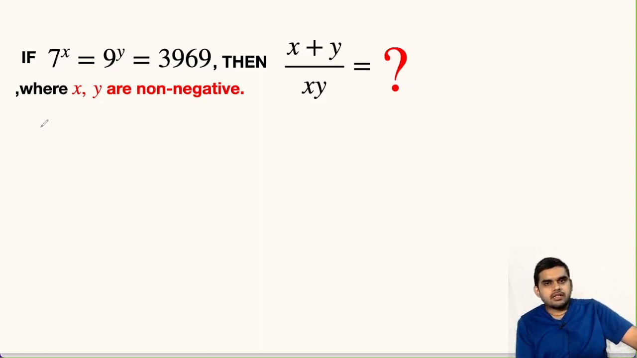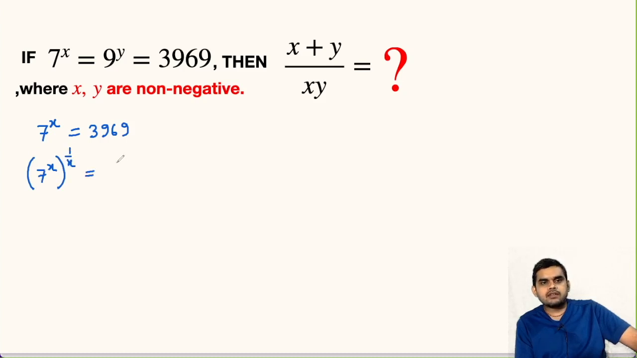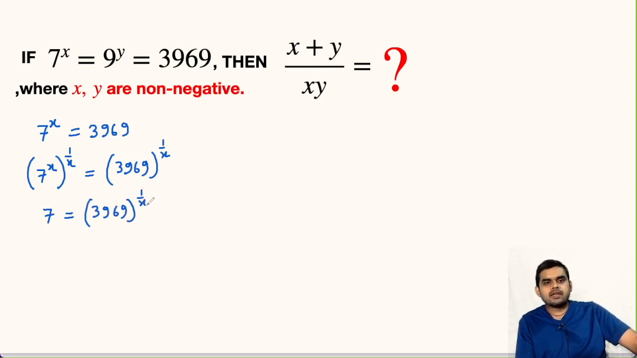Also, it is mentioned that x and y are non-negative values. So first of all, let us equate 7 power x with 3969. We can write (7 power x) whole power 1 by x equals (3969) whole power 1 by x. We are taking the xth root of both the sides. So this will give us 7 is equal to 3969 whole power 1 upon x. Let us name this as equation 1.